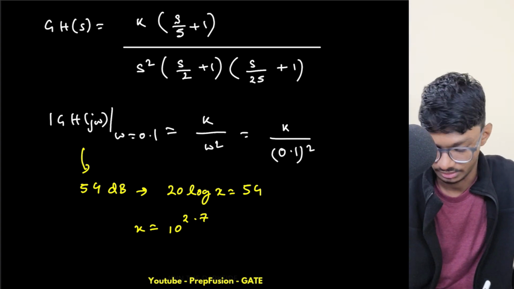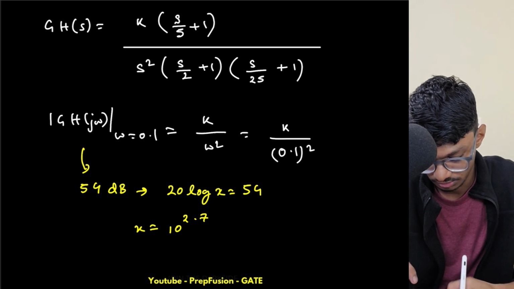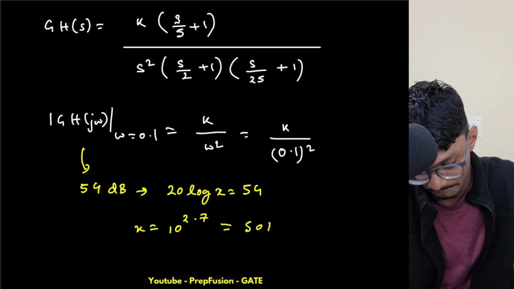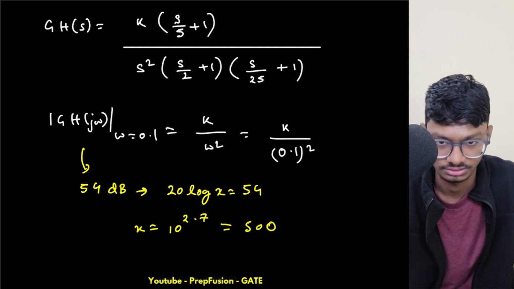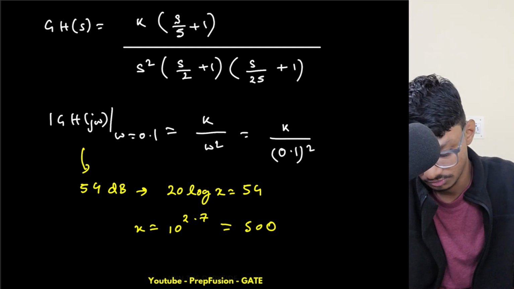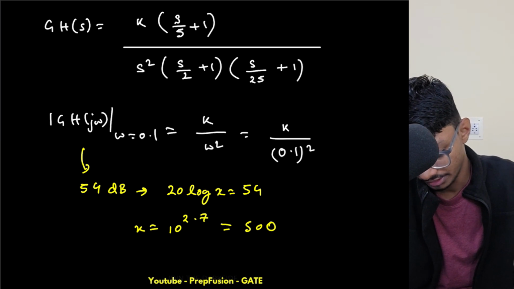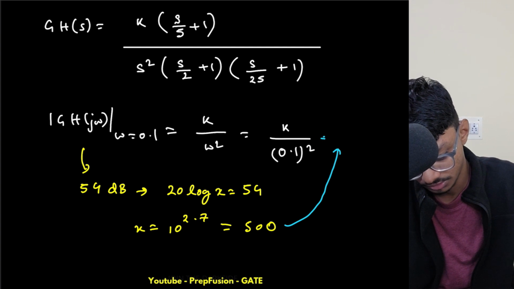Let me just find it out. 10 raised to power 2.7, yeah, it's around 501, or we can approximate it as 500, because the answer will be something like this. So now what we do is, this value we put here. This is equal to x itself in absolute scale.